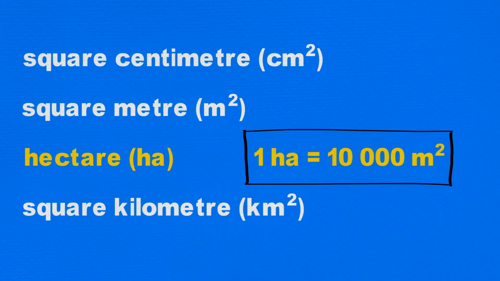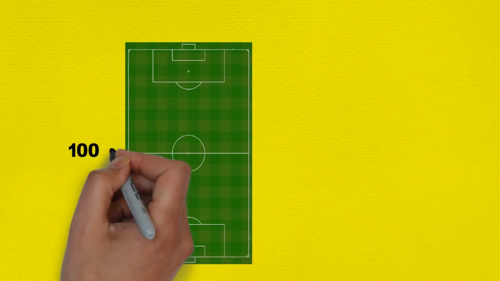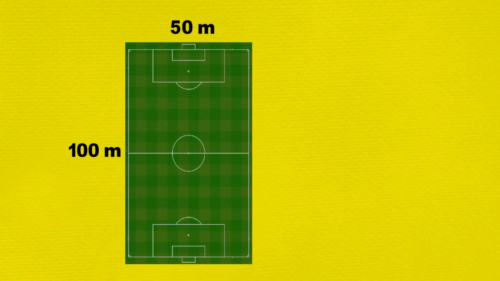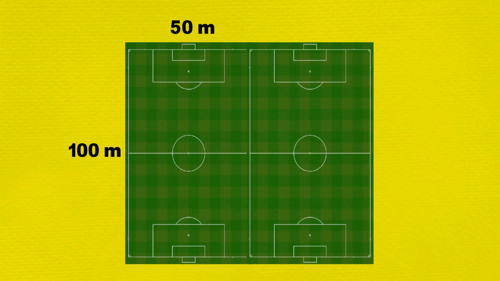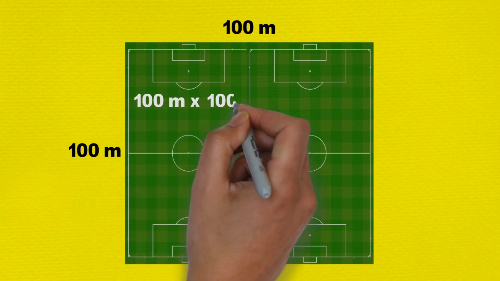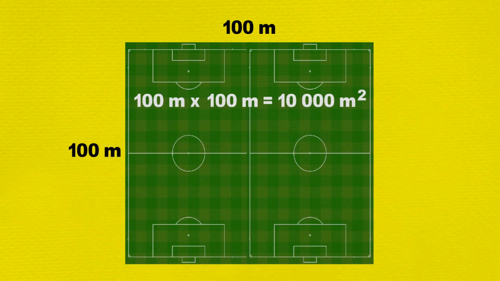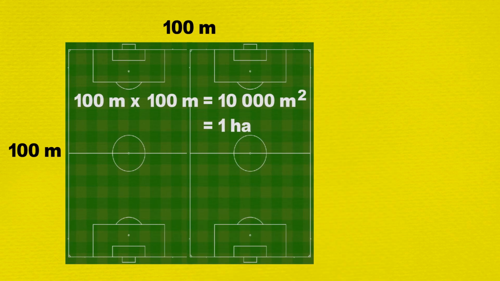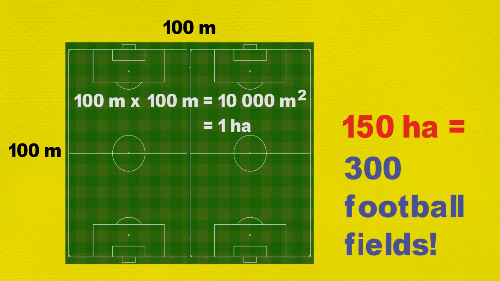To picture the size of 1 hectare, imagine a football field which is about 100 metres by 50 metres. If we put 2 football fields side by side, their total area would be a square, 100 metres by 100 metres, which works out to be 10,000 square metres. That is 1 hectare. Mac's farm is 150 hectares in area, so it's as big as 300 football fields. That's a lot of soccer games, but watch out for the cows when you shoot for goal," he laughed.